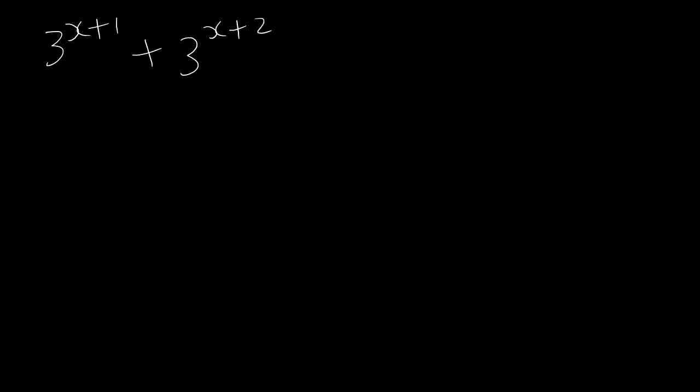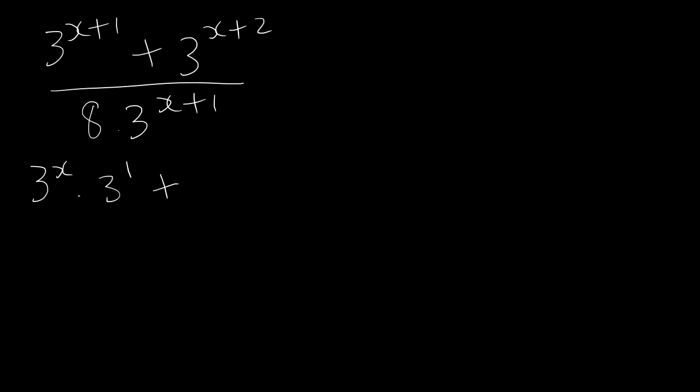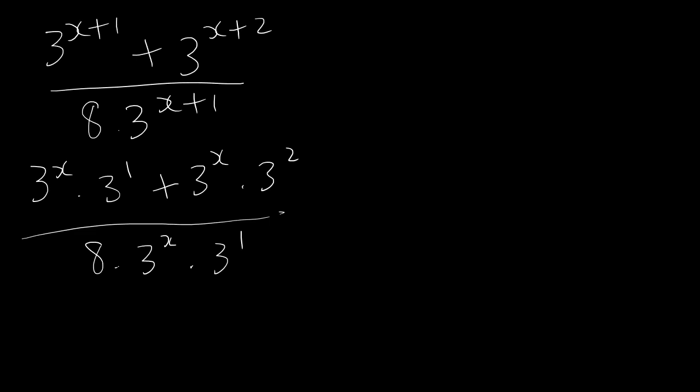So in the next example, we have (3^(x+1) + 3^(x+2)) all over 8 times 3^(x+1). So we need to separate these terms. So let's do that first, and then we can look for a common factor. So this becomes 3^x times 3^1 plus 3^x times 3^2, all over 8 times 3^x times 3^1.